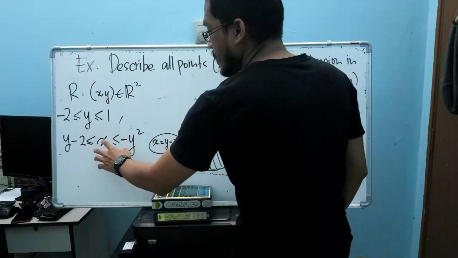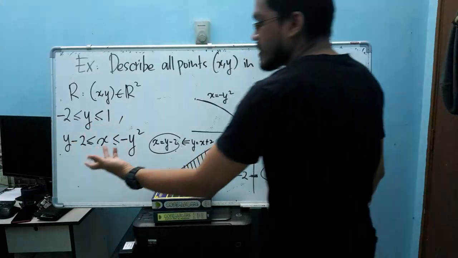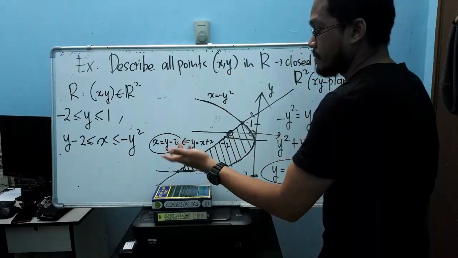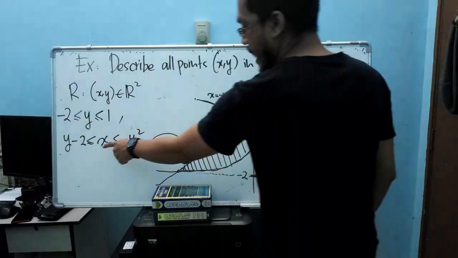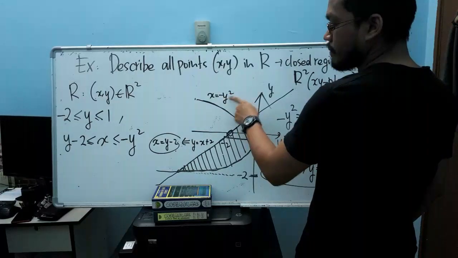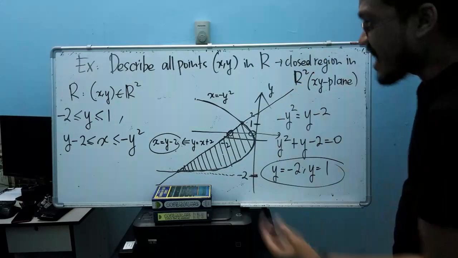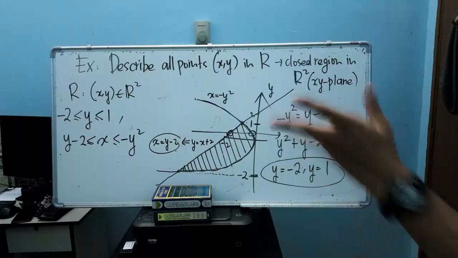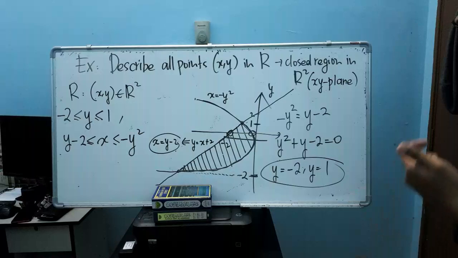We might make a mistake when we choose our x in between minus y squared and y minus 2, for example. Of course, this one is not correct. This one is wrong, because you can see from our sketch that x should be from y minus 2 to minus y squared, in between y minus 2 and minus y squared. Because of that, it is very important to sketch your closed region first, just to avoid some mistakes when you want to find the condition for y and the condition for x.